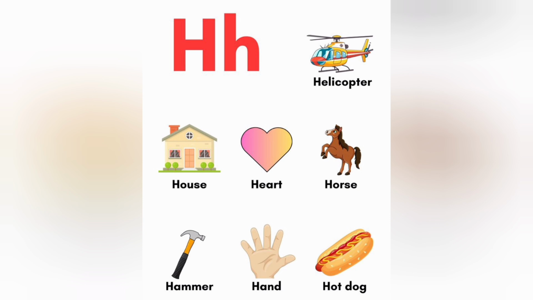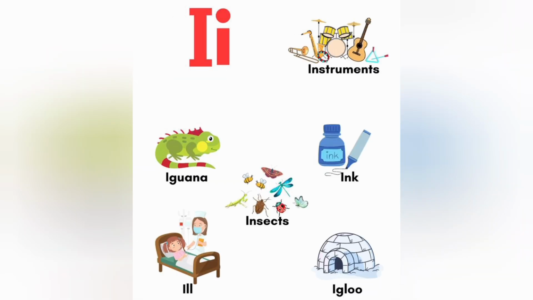Now let's repeat the letter with its sound. Helicopter, house, heart, horse, hammer, hand, hot dog.